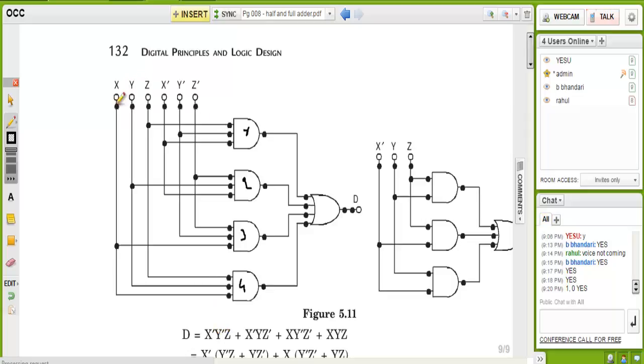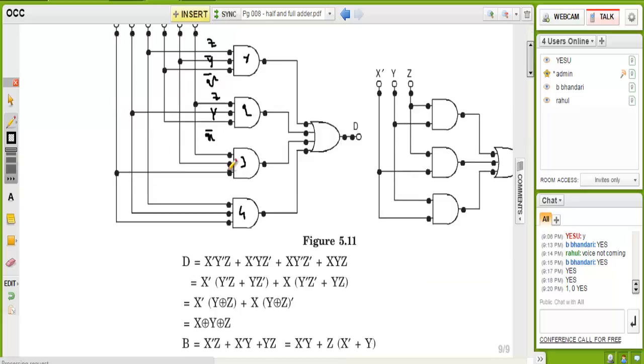See here, the first gate, x bar from here, y bar from here, and z from here. The second AND gate, see, x bar from here, y from here, and z bar from here. The third AND gate, x from here, y bar from here, and z bar from here. And the last one, x, y, z. It gets completed with x, y, z.